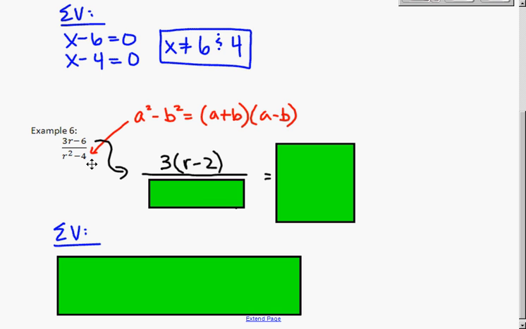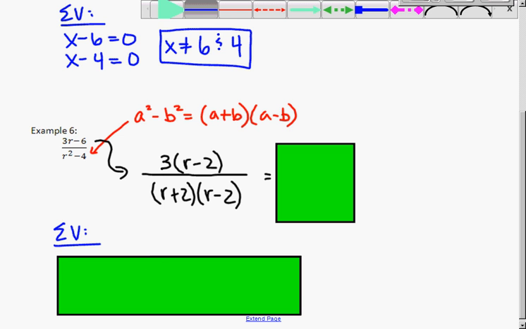Now, here's another thing that we had another lesson on, when we had r squared minus 4, and you could take a square root of a binomial. When you have a difference of squares, a squared minus b squared, it is also written in the form a plus b times a minus b. So in this case, you would have r plus 2 and r minus 2. Your positive 2 times negative 2 would give you that negative 4.